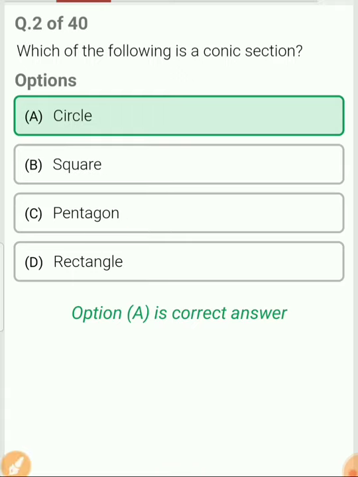While cutting, if the plane is at an angle and it cuts all the generators, then the conic form is. So let's say that in a cone, the cutting plane is at an angle and it cuts all the generators. So we have two generators, 1 and 2. It cuts the two generators, then the shape which you will get over here is an ellipse.